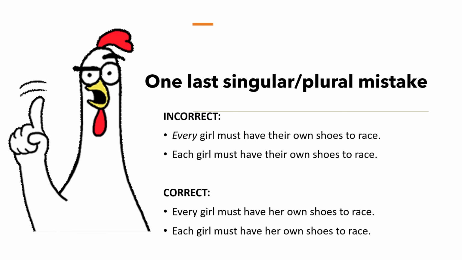But right here, the reason it is not every girl must have their own shoes or each girl must have their own shoes, it's each individual girl. So each individual girl, picture that in your mind, she must have her own set of shoes. Each girl has a pair of shoes. So picture in your mind a row of girls standing, each girl is holding a pair of shoes. That is why you have to say her own, because it's not their own. She's not holding their shoes, she's holding her shoes. Each girl must have her own shoes to race. Every girl must have her own shoes to race.